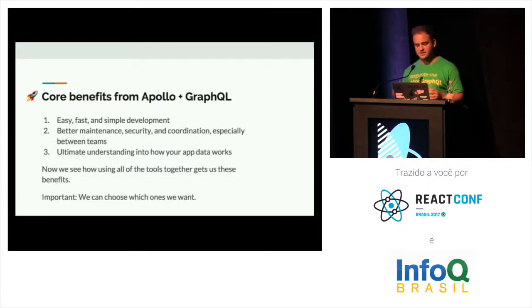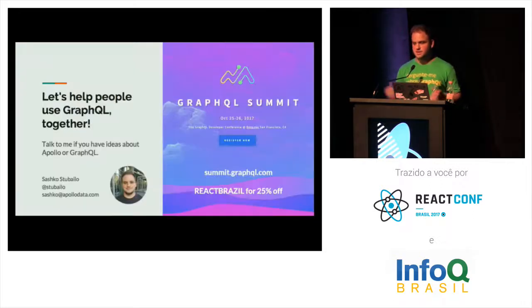So just to summarize, I think the core benefits you'd get from using Apollo and GraphQL and using all the tools together are easy development and speeding up your development time, better maintenance and coordination, especially across your teams, and understanding into how your application data works. But the most important thing is you can choose to get only some of these benefits. You don't have to install everything at once. You can start with just that first diagram of having just one server and one client and already see a reduction in your complexity or code base size, and you can add all of the other bells and whistles as you need to.